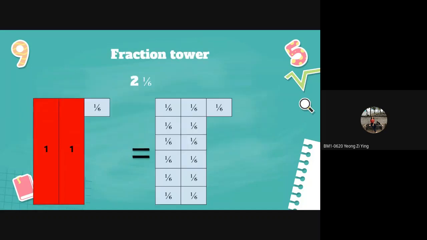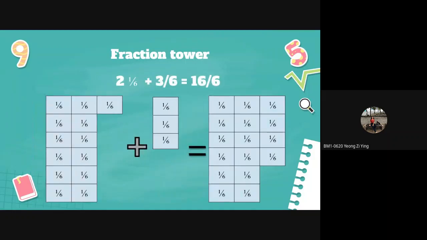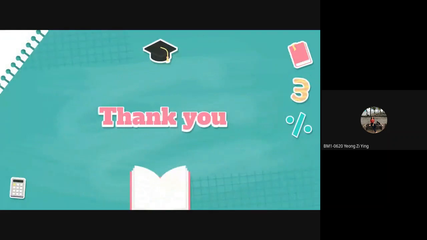The final one is the fraction tower. For this question, because of the 2, 1 will become 2, so we need to convert it into sixths. So here, it will become 13/6. So the next slide. 13/6 will plus 3/6. Then the final answer will be 16/6. So for this question, it will be like that. So thank you for our presentation.